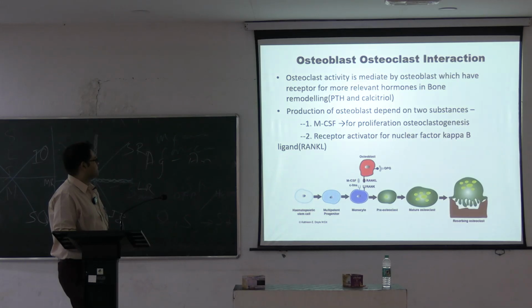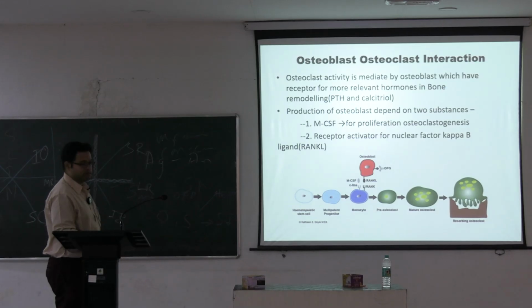Now, coming to osteoblast and osteoclast interaction, osteoclastic activity is mediated by osteoblasts, which have receptors for the most relevant hormones in bone remodeling, parathormone and calcitriol. So, parathormone and calcitriol all act on the osteoblasts. The production of the osteoclast depends on two substances, the MCSF.